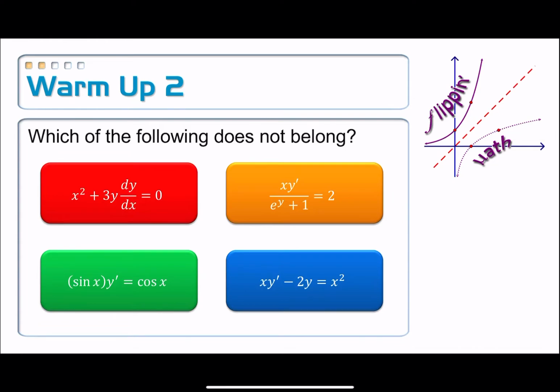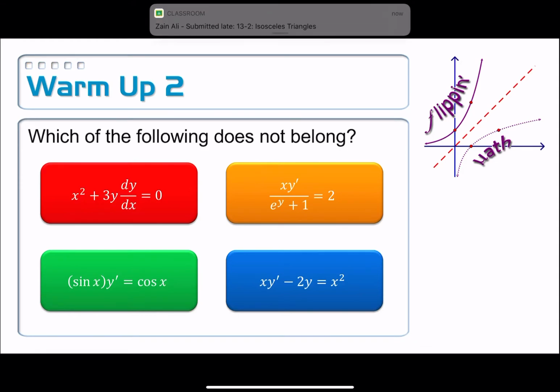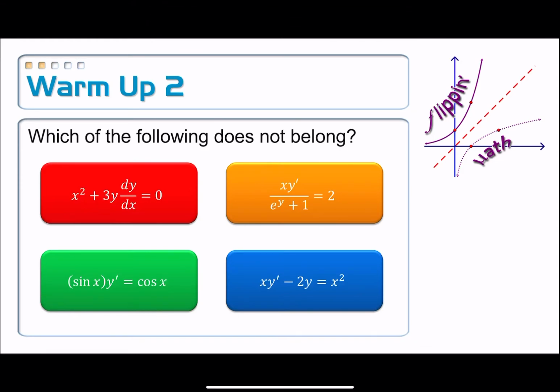The next warm-up question: which of the following does not belong? So we've got a spectrum of colors here. This red, this orange, this green, this blue. Which one of these differential equations does not belong on this slide? Pause the video. You take a look and you think about it for a second, and then unpause, and I'll tell you the answer.